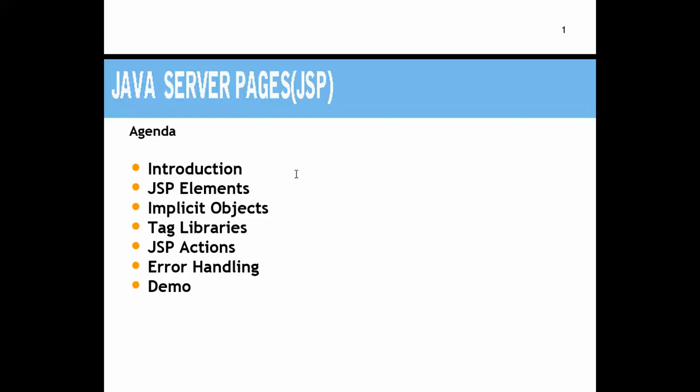Tag libraries, how they are used in JSPs, because libraries are very important in Java. And next is JSP actions, what actions JSP uses to handle the request. And next is error handling, how you will handle errors. Suppose when you are requesting something from the server and it doesn't respond, then what error should the server handle. And next there will be a small demo of everything. Let's first start off with the introduction. In this video I'm going to tell you about the introduction, that's it.